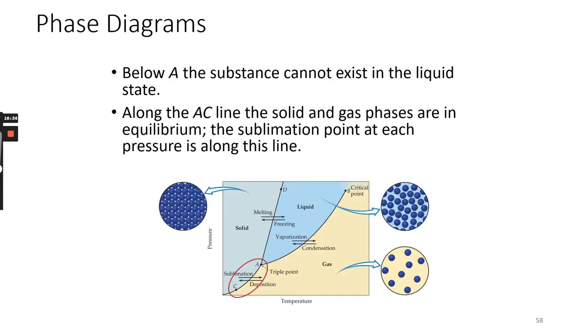The last curve, AC here, is where you have gas and solid. Okay, and below A, you cannot exist as a liquid. Cannot. But along this AC line, you have solid and gas. This is where you sublimate or deposit.